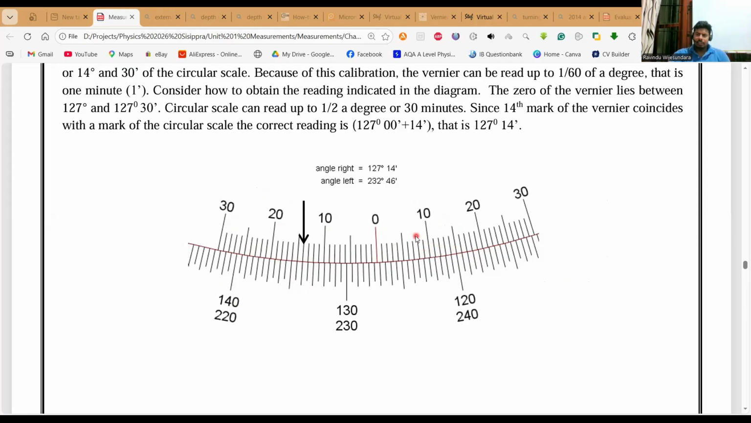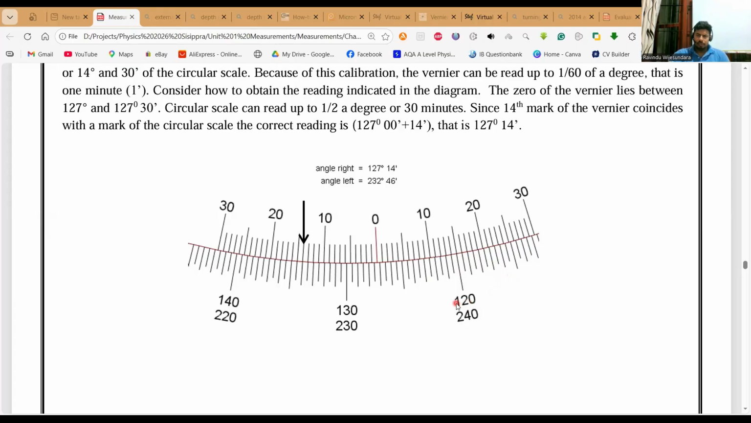Here, what they have done is taken 29 divisions and divided them into 30 parts. A single main scale division is actually 0.5 degrees, because you can see here 1, 2, 3, 4, 5, degrees going along, but they have marked it in half-degree notations.